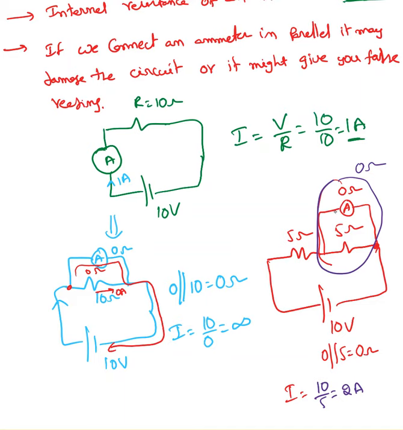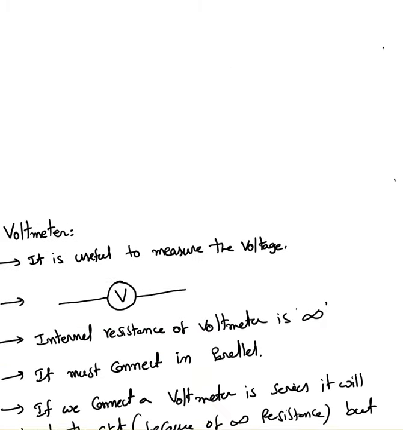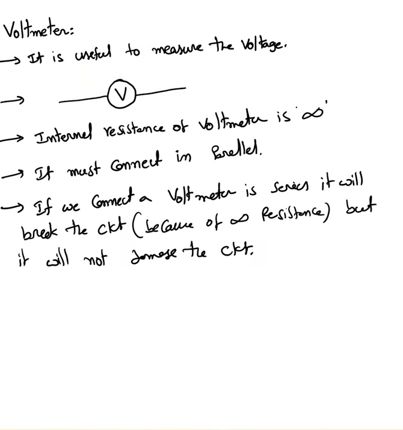Before connecting the ammeter, how much current was passing through this? It's supposed to flow 1 ampere, because 5 plus 5 is 10 ohms, and the current must be 10 divided by 10, 1 ampere. Now what happened? Because of connecting your ammeter in the wrong way, the current passing through the circuit is changed. So if you connect your ammeter in parallel, sometimes it may damage the circuit, sometimes it may give you a wrong reading.